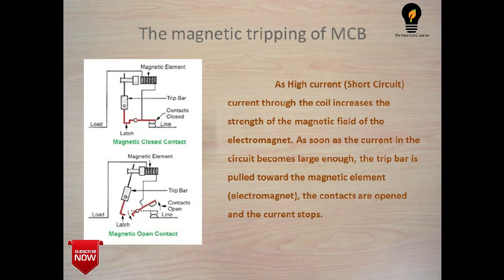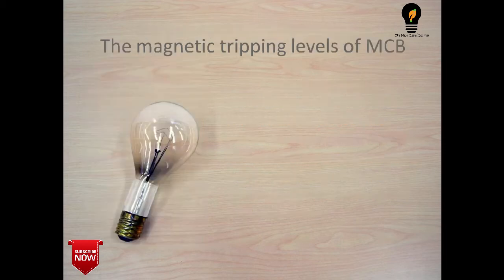As high current or short circuit current through a coil increases, the strength of the magnetic field of the electromagnet increases. As soon as the current in this circuit becomes large enough to trip, the bar is pulled toward the magnetic element, the contacts are opened and the current stops. This is also called short circuit protection.